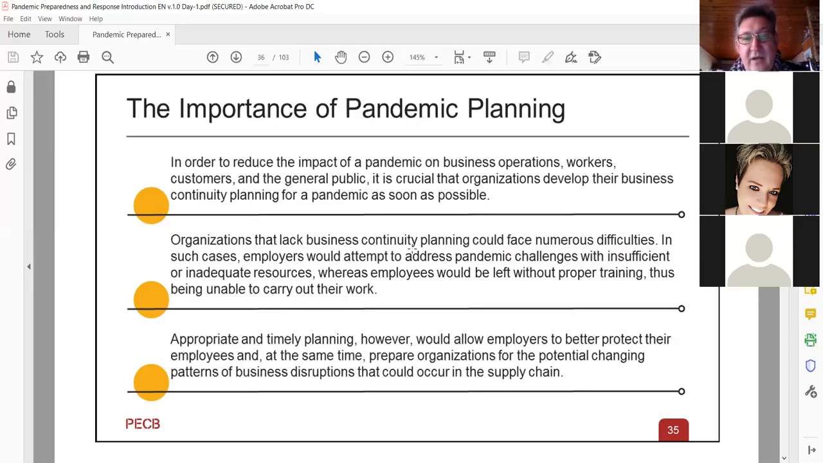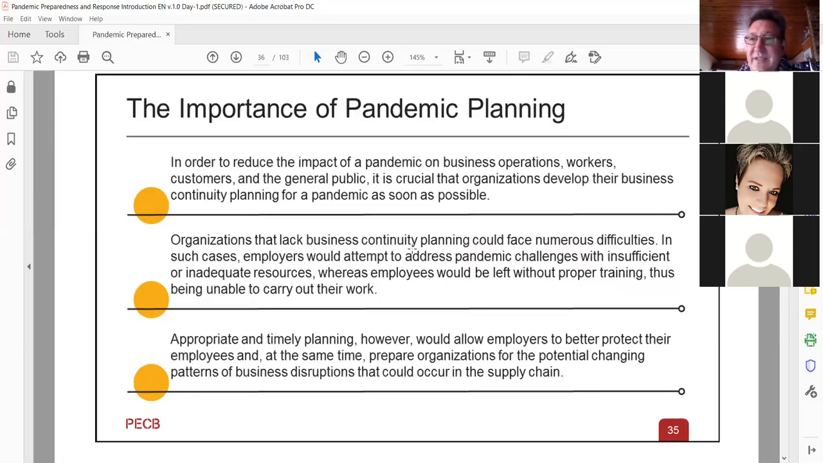Secondly, organizations that lack business continuity planning could face numerous difficulties. In such a case, employers would attempt to address pandemic challenges with insufficient or inadequate resources. Back again to your resources. What is your risk-bearing capacity? And risk-bearing capacity, we have seen it now from various environments.